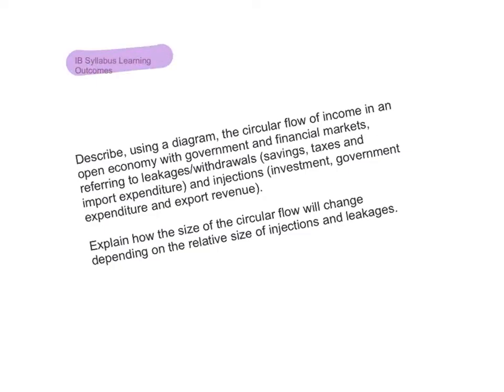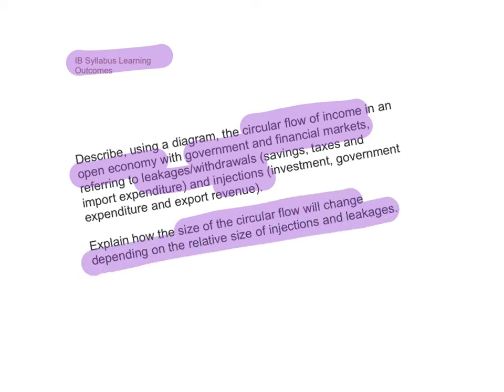Well, first, I'm going to describe, using a diagram, the circular flow of income in an open economy with government and financial markets. Okay, I'll talk about the leakages and withdrawals and the injections. Explain how the size of the circular flow will change depending on the relative size of injections and leakages. Let's get started.